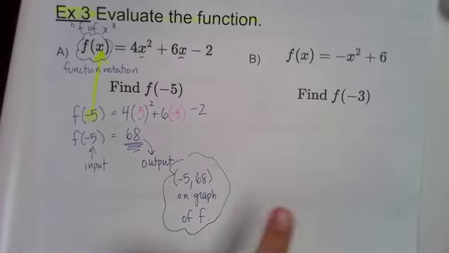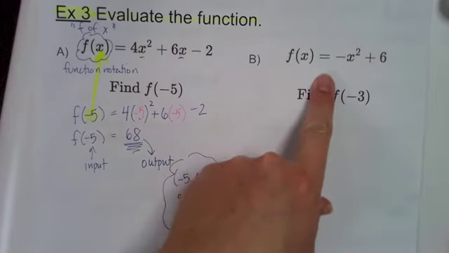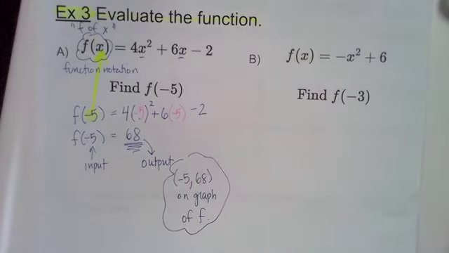So let's try one more. f of x equals negative x squared plus 6.